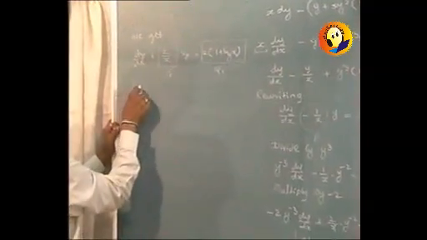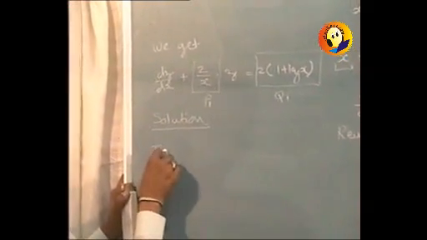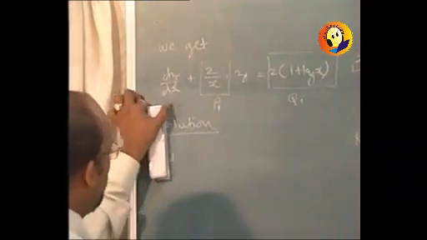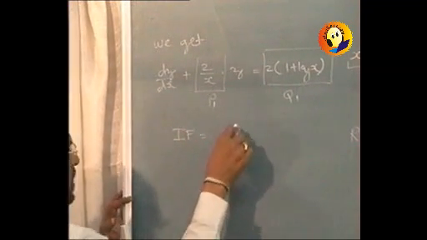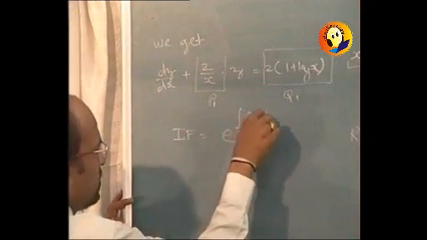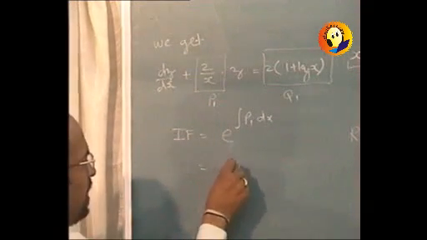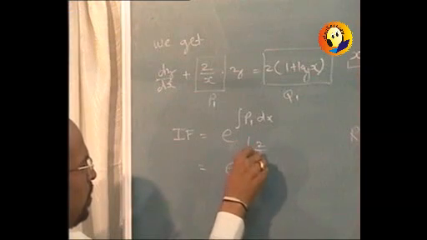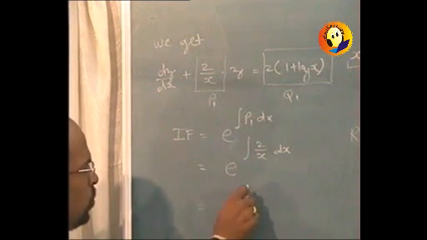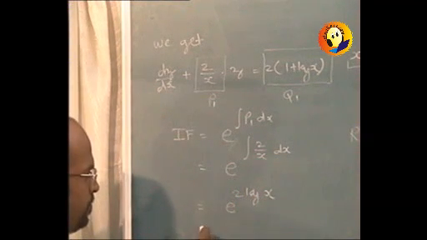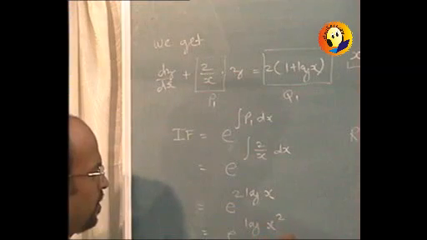The solution is IF. Oh, before that we are required to find IF. Integrating factor now is e raised to integral P1 dx, not the original P, this is a modified one. So it will be e raised to integral 2 upon x dx, which is e raised to 2 log x, which is nothing but e raised to log of x square, that is x square.